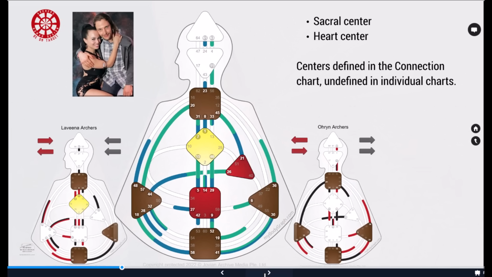Now, what we're looking at here is we have the sacral center and the heart center, so the energy resource and the willpower function, being defined through the connection charts, which are undefined in your individual charts. What that means is you may notice that you'll have more energy when you're around the other person, as far as the energy resource to do things and to potentially take action. Also that you have more willpower when you're together.